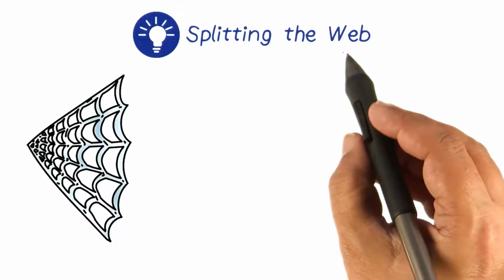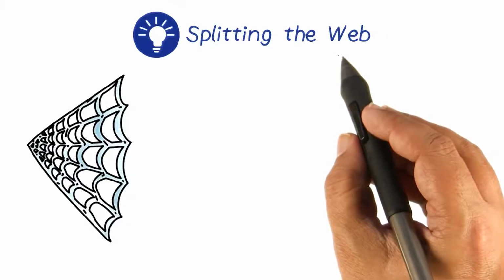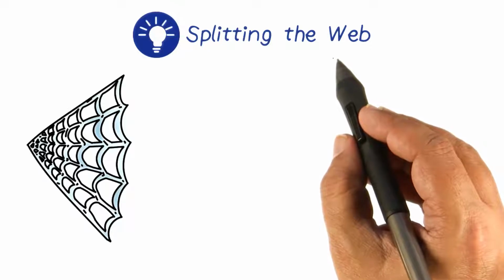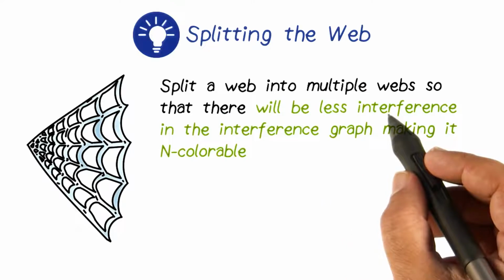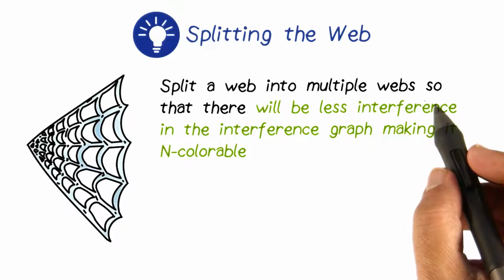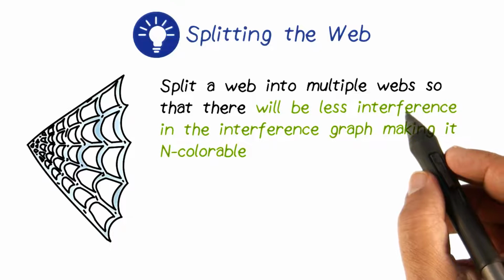Now we mentioned that when we are faced with a spill decision, we are going to go ahead and split the web so that at least a part of it can get a register and part of it will be executed out of memory. So what we will try to do in such a case is split a web into multiple webs so that there is a least interference in the interference graph and it is n-colorable.